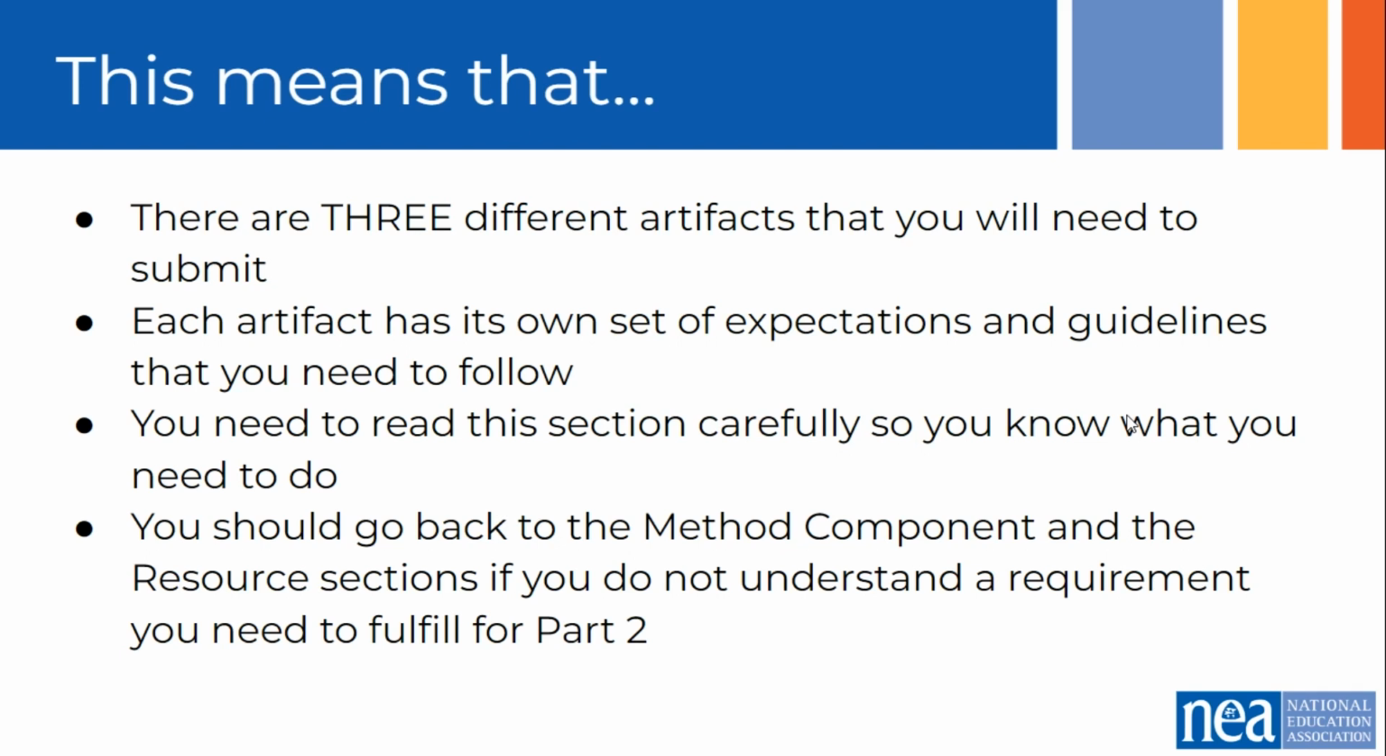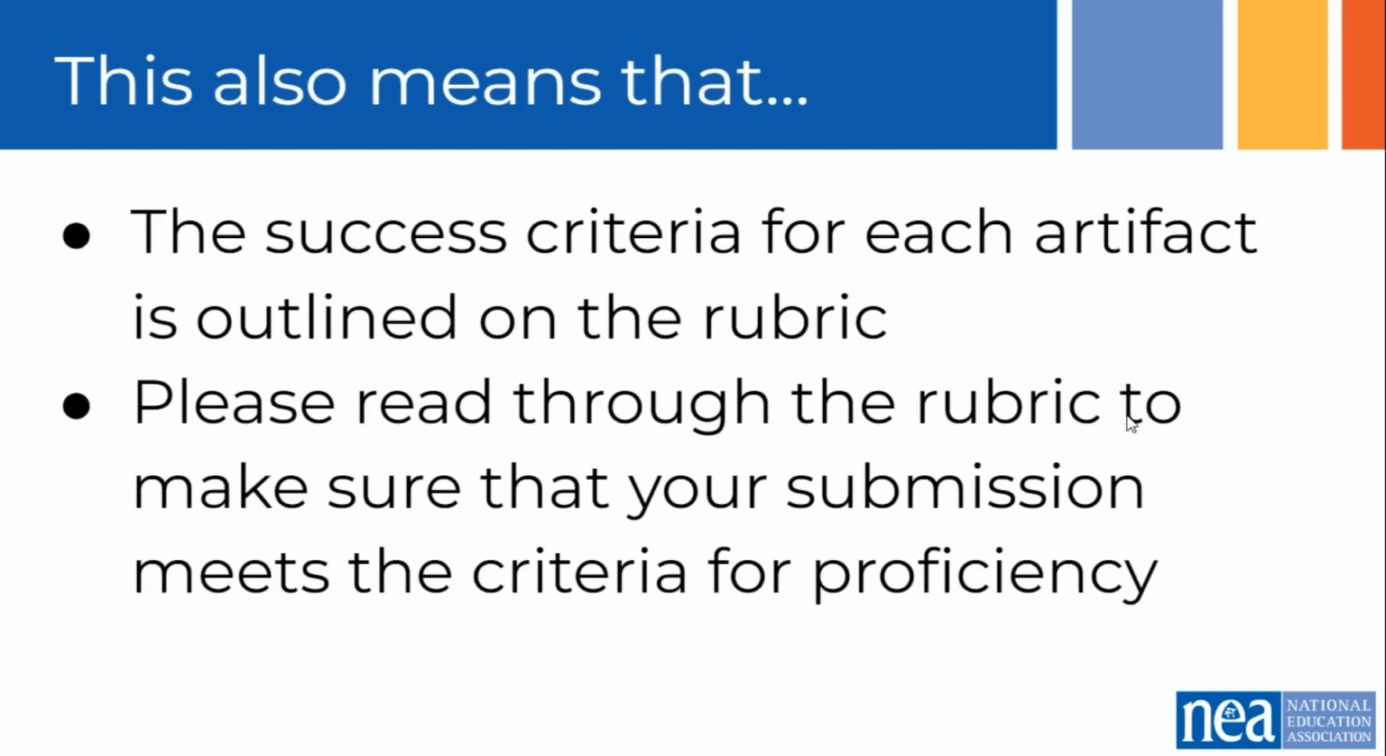Each artifact has its own set of expectations and guidelines that you need to follow. You need to read this section carefully so that you know what you need to do. You should go back to the method component and the resource sections if you do not understand a requirement you need to fulfill for Part 2. This also means that the success criteria for each artifact is outlined in the rubric. Please read through the rubric to make sure that your submission meets the criteria for proficiency.